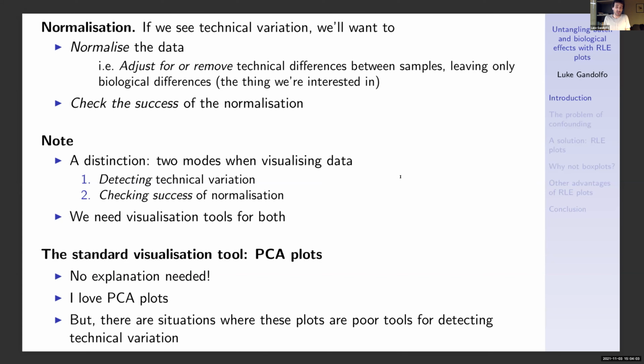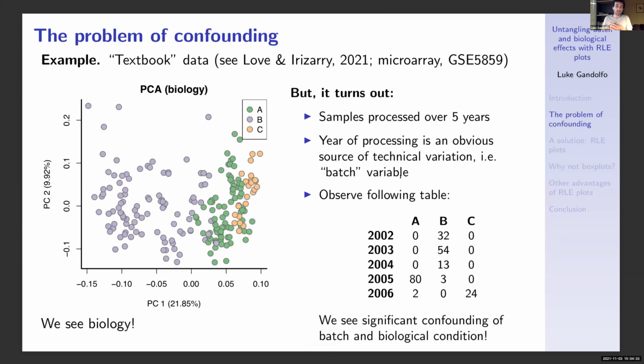Of course, it's no exaggeration to say that the standard tool we use for visualizing our data is PCA plots. For an audience like this, not a lot of explanation is needed, but I should quickly move on to say that I love PCA plots and I wouldn't give them up for the world. But what I have to say today is that there are situations where these plots are poor tools for detecting technical variation. So to explain what these situations are, let's look at some examples.